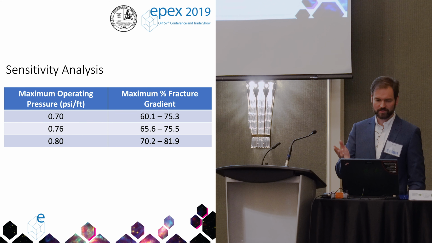And this is kind of a quick summary of all the scenarios. You can see that at 0.7, we range between 60 and 75% just by changing various parameters within some limits. And if you go up to 0.8 psi per foot, the maximum is at 82, but they range between 70 and 82. So finally, in summary of this first example, the majority of cases didn't exceed 80%.